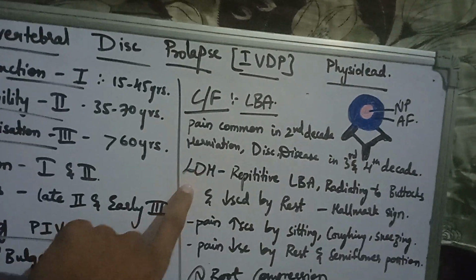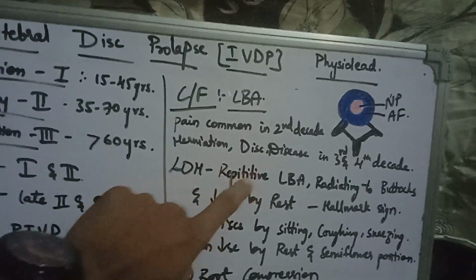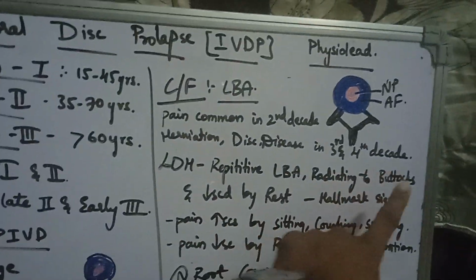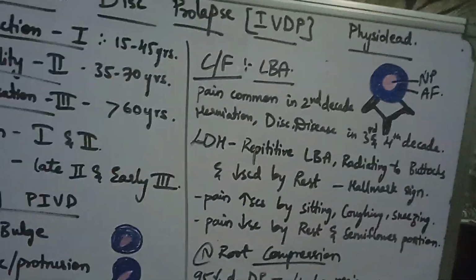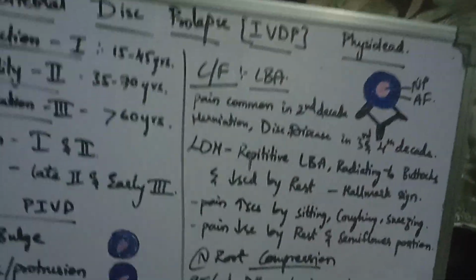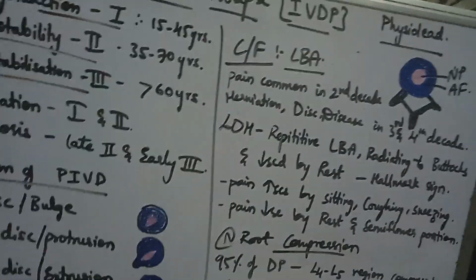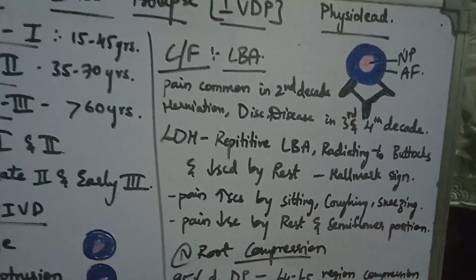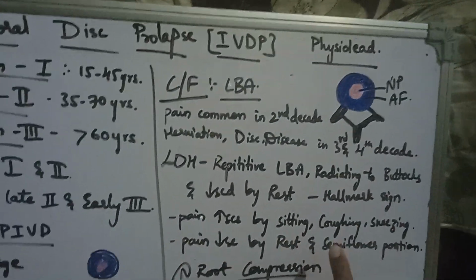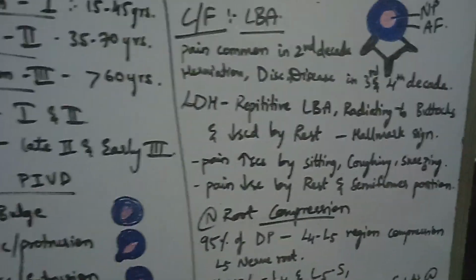In lumbar disc herniation, there will be repetitive low backache radiating to your buttocks, and this pain will be reduced when you take rest. This is a hallmark sign for lumbar intervertebral disc prolapse. Next, pain increases when you sit, cough or sneeze, but decreases when you take rest or when you are assuming a semi-fowler position.